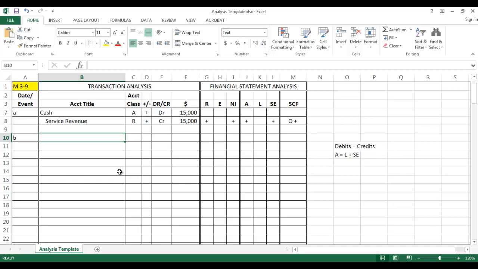The second event says Swing Hard sold a gift card for golf lessons for $150 cash in February. Well, we know that we've received cash again, so we'll go ahead and book an increase to cash for $150. In this case, though, we've received advance payment in essence, right? We're not providing a lesson right now.